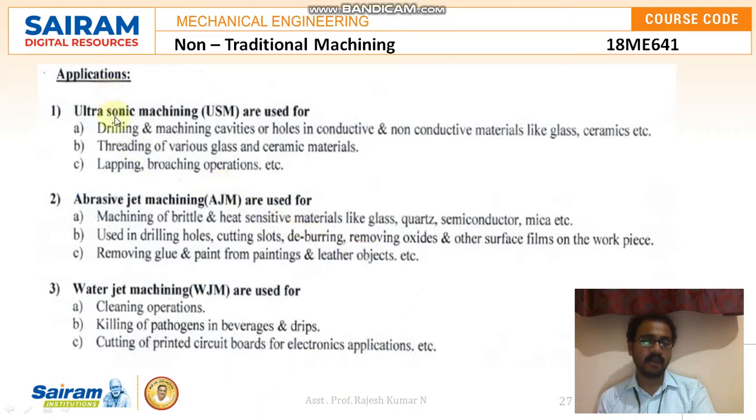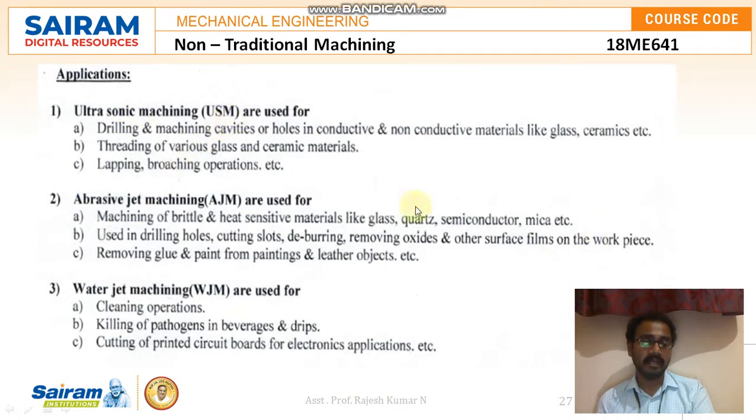First we'll start with the ultrasonic machining process, which is mainly used for drilling and machining cavities or holes in conductive and non-conductive materials like glass, ceramics, etc. And even threading of various glass and ceramic materials is recommended. Lapping and broaching operations can also be done easily using the ultrasonic machining process.